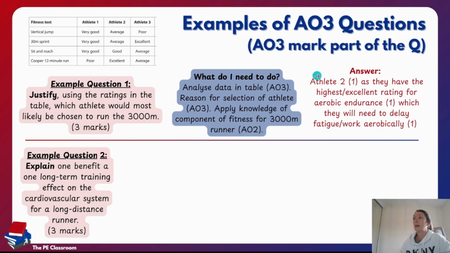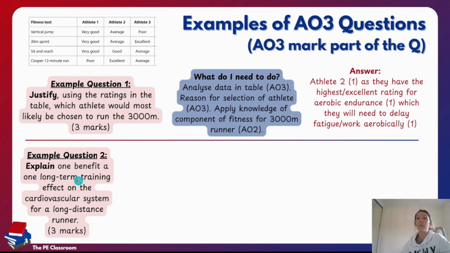So your answer would be athlete 2. If you look at the data, you're looking down here, which athlete would obviously be the best person. Because we know that we're looking for aerobic endurance, we would see that excellent is the top rating basically. So athlete 2, as they have the highest excellent rating for aerobic endurance, so we're justifying why we think this. And then they would need to delay fatigue or work aerobically, obviously linking that to the 3,000 metre race. So that would be really linking it to a sporting example, which would be our AO2 question.